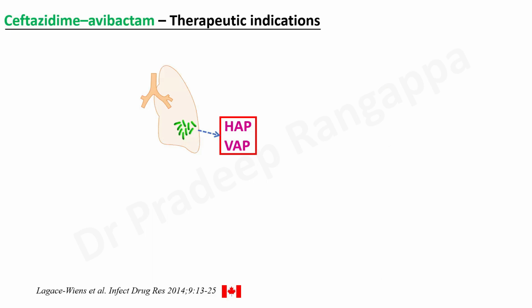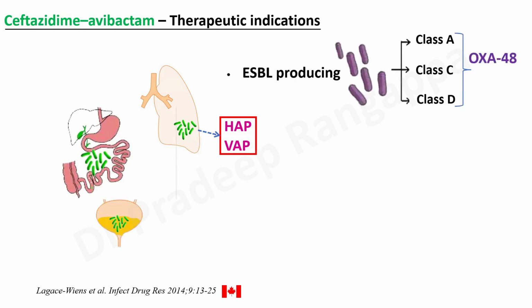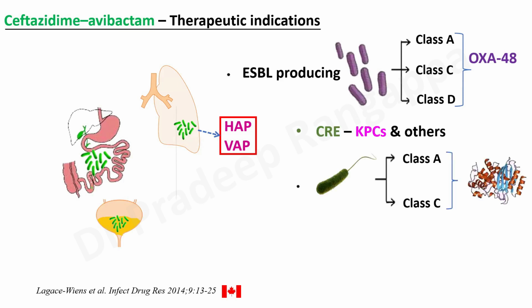So now what are the therapeutic indications of this molecule Ceftazidime-avibactam? So it has been shown to have good epithelial lining fluid concentration. So it is shown to be good for hospital-acquired pneumonia or ventilator-associated pneumonia caused by CRE organisms. It is found to be good for all intra-abdominal infections and urinary tract infections. And it is good against all ESBL producing enterobacteria except class B. So it is effective against class A, class C, class D. And OXA-48, it is very good. And KPC, which is class A, it is very good. And Pseudomonas class A and class C also, it is good.